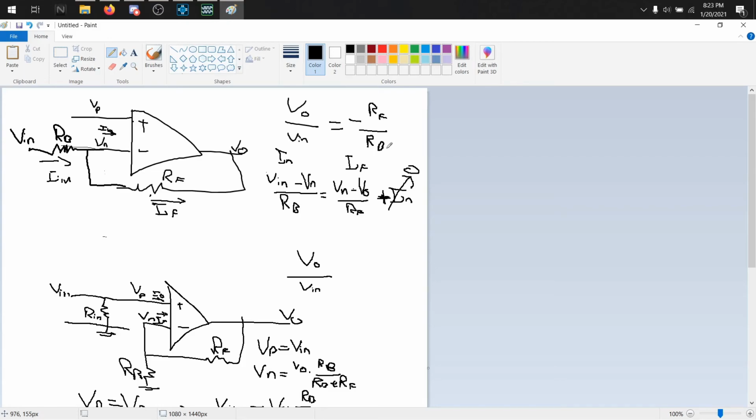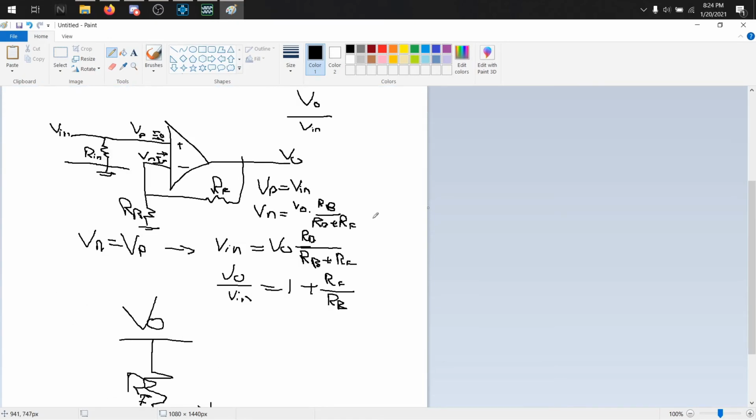So the inverting one is the simplest one. And for non-inverting, we have to use those rules we talked about earlier: VP equals VN, and IP equals IN equals 0. So VP is the same as VN. VP right here, I'm sorry, V input is the same as VP.